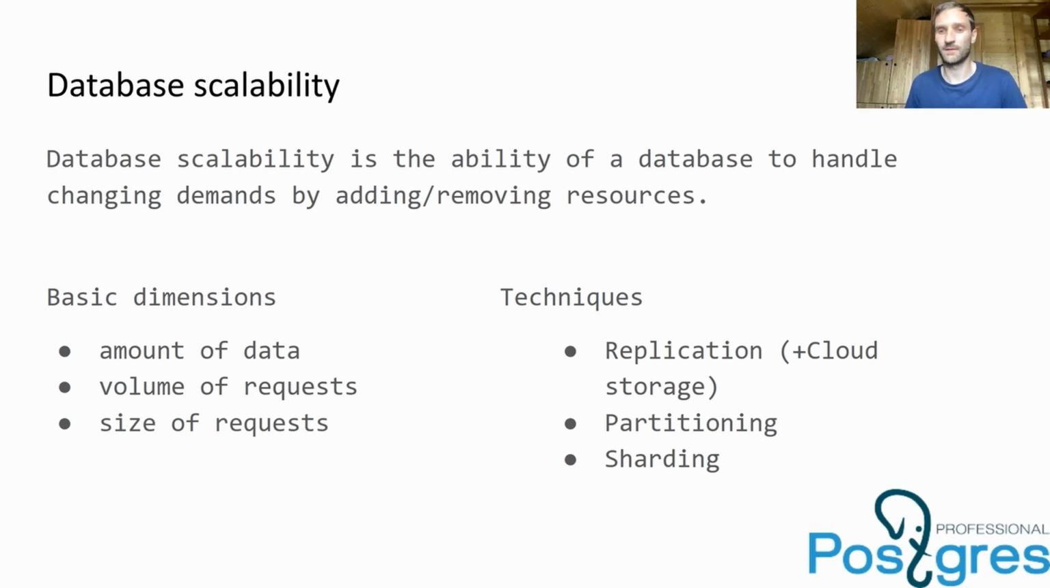Databases adopted a number of techniques to cope with the problem. The most famous are replication, when more servers with read-only copy of a database are added; partitioning, when tables on a single server are divided into independent parts by some criteria; and sharding, where each such partition may be located on a separate server.